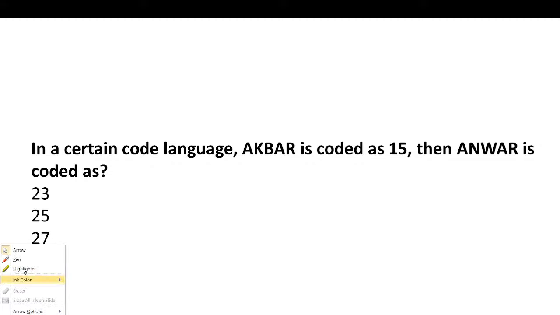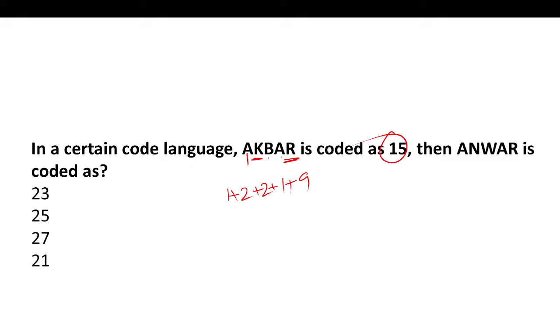Can you answer this question? Coding and decoding. A value 1. K value 11. 11 means 1 plus 1, 2. B value 2. A value 1. R value 18. 18 means 1 plus 8, nothing but 9. When you add all of them, what is the total answer? 15. In the same way, try to answer for this question. A, N, W, A, R is there. Apply the same logic for this one. Comment your answer.